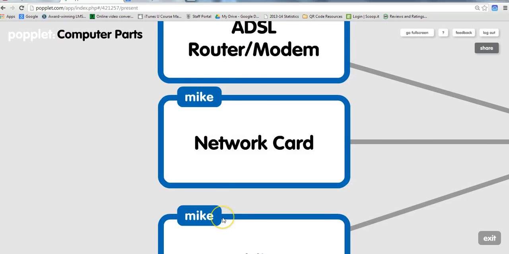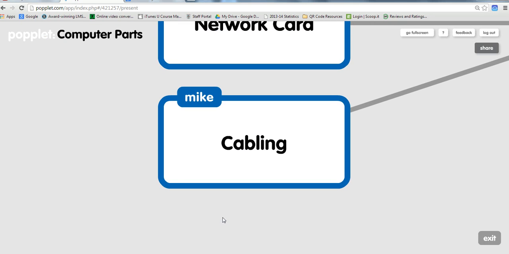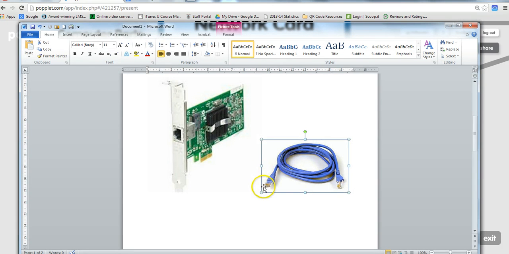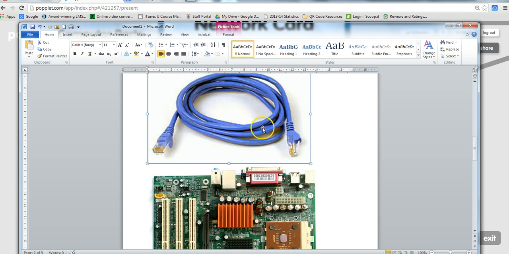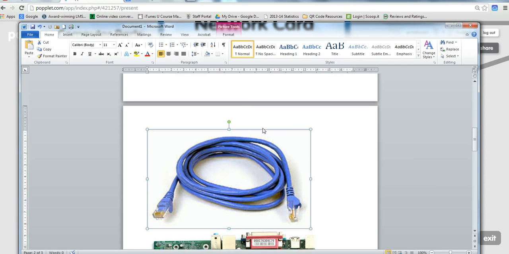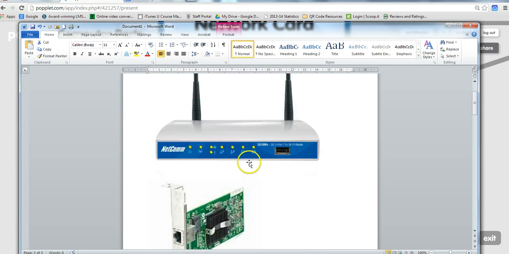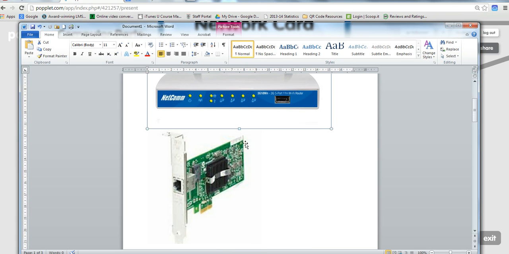The last device to connect up to a network for communications is cabling, and this is called a Cat5 cable. A Cat5 cable is what's generally used for networking. If you have a look at the back of your computer now in the classroom or even at home, you will probably see a cable that runs from the back of your router and plugs into the back of your computer, which is the network card.